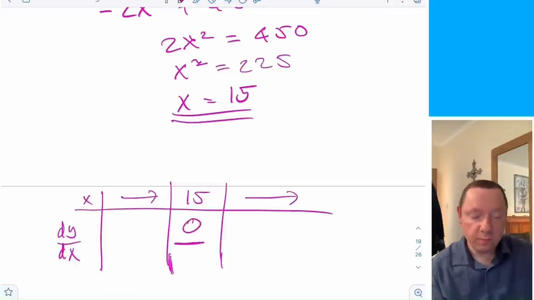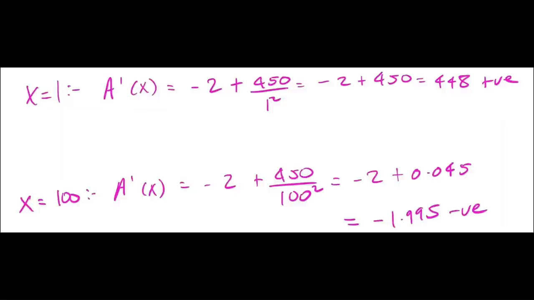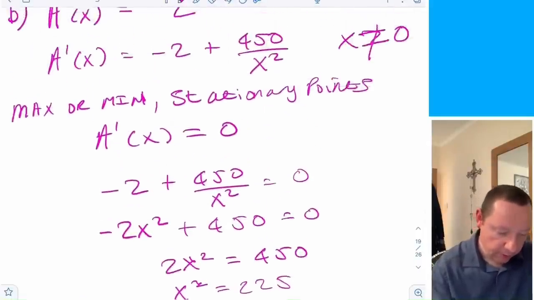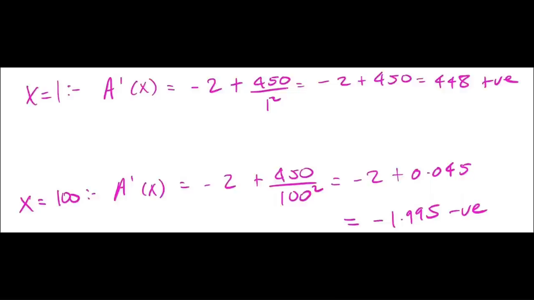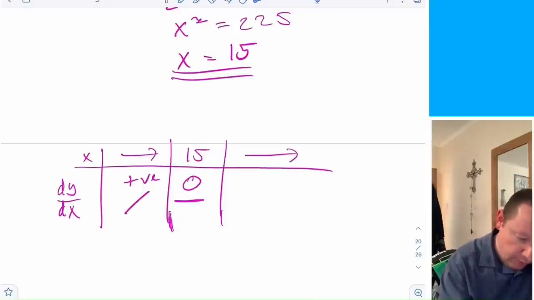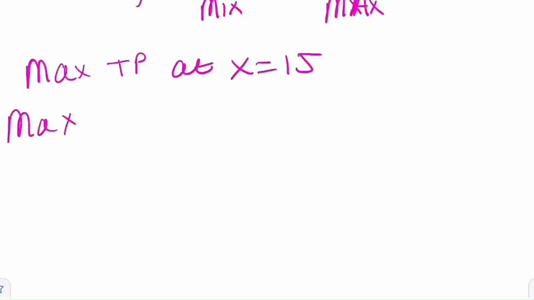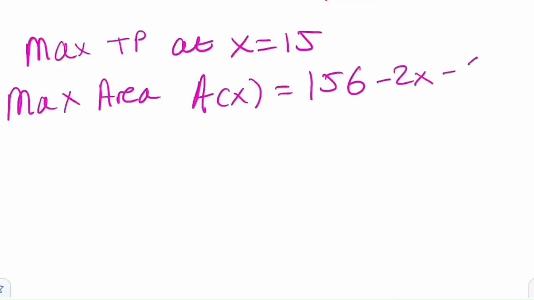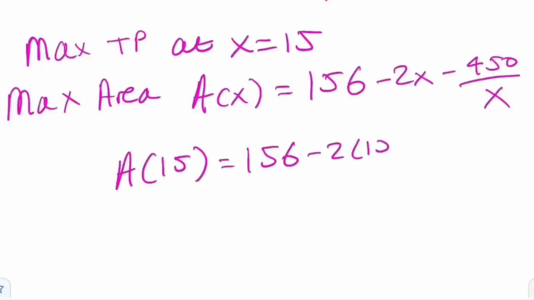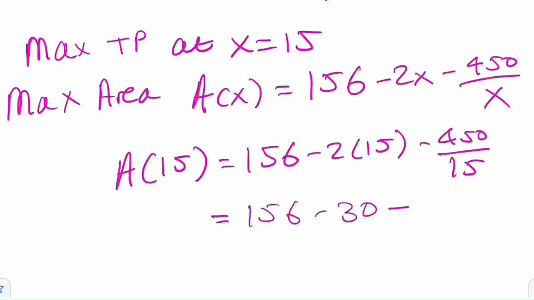If we pick a value before 15 but not 0, say 1, then you will see that you'll have 450 over 1, take away 2, which is positive. And if you pick a number after 15, let's just pick a massive number, 100, 450 over 100 squared would be a very small number. Take away 2, it's going to be a negative answer. So it's negative. So the max area: A of x was equal to 156 minus 2x minus 450 over x. So at 15, we get 156 minus 2 times 15 minus 450 over 15. That's 156 minus 30 minus 30 again, which is 96 metres squared.